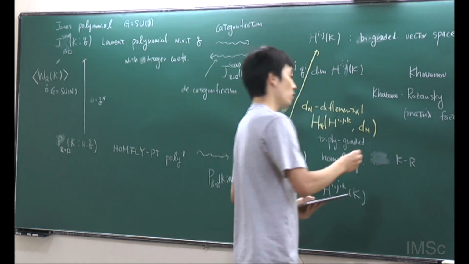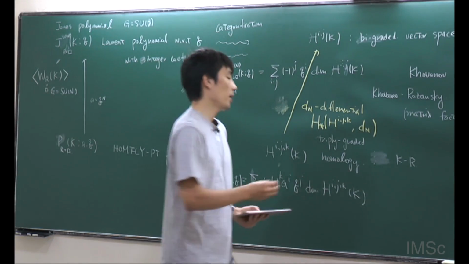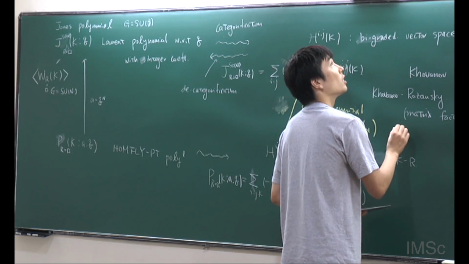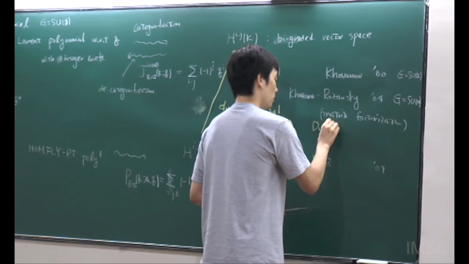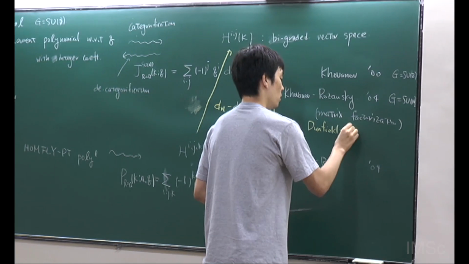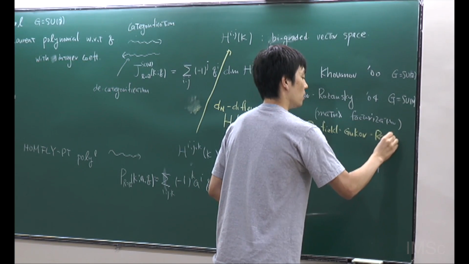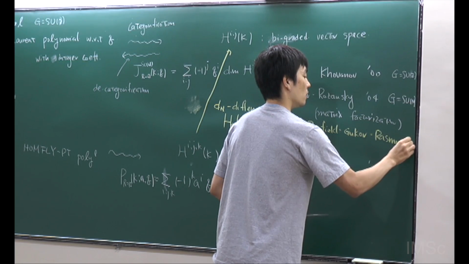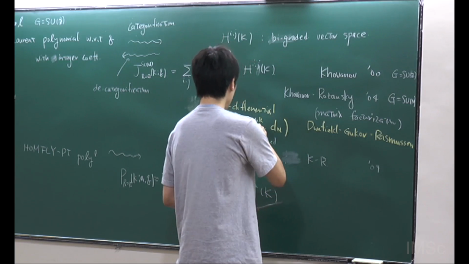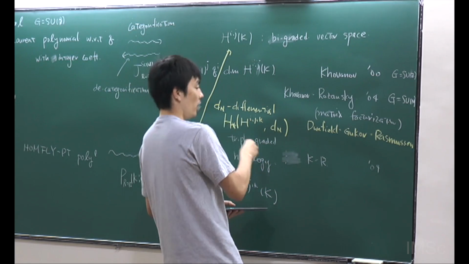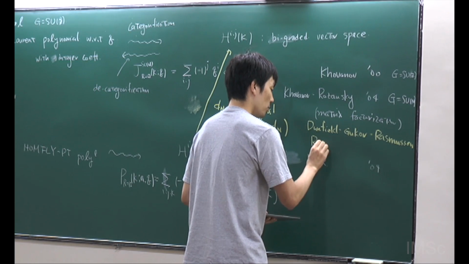This differential was first predicted by Dunfield, Gukov and Rasmussen, and this is a conjecture, and the rigorous construction was given by Rasmussen.